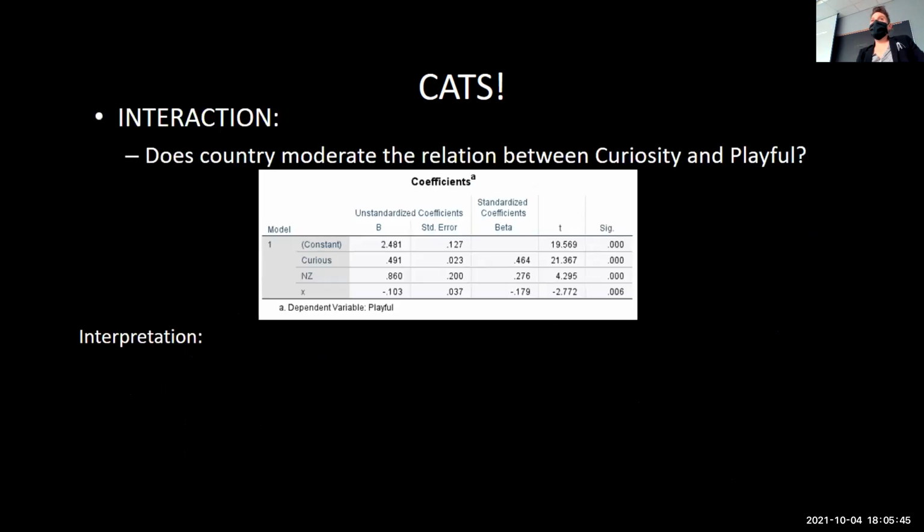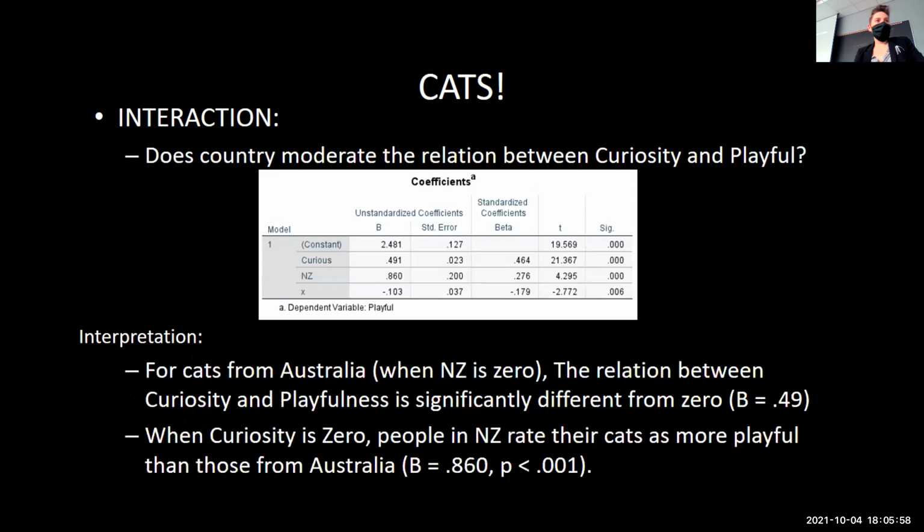Now, if I've added an interaction to the model, which is, does country moderate the relation between curiousness and playfulness, which blows my mind, but yes, somehow it does, this is represented by the x here. This x here represents the interaction term. Then this is telling me for cats from Australia, which is what it means when New Zealand is 0, for cats from Australia, the relation between curiosity and playfulness is significantly different from 0. B equals 0.49. And you can interpret the other one the same way.